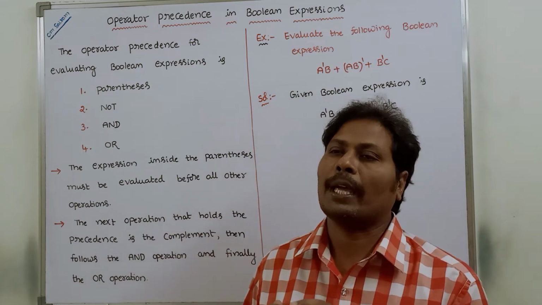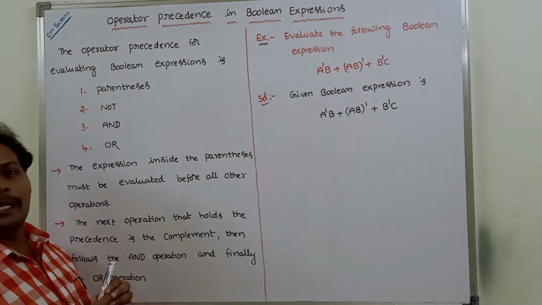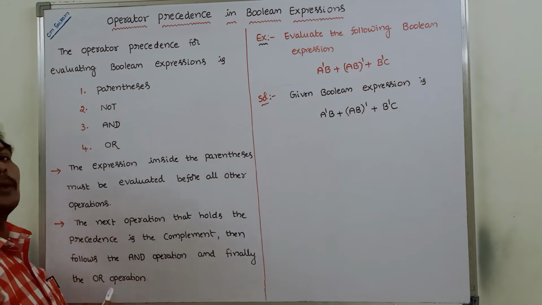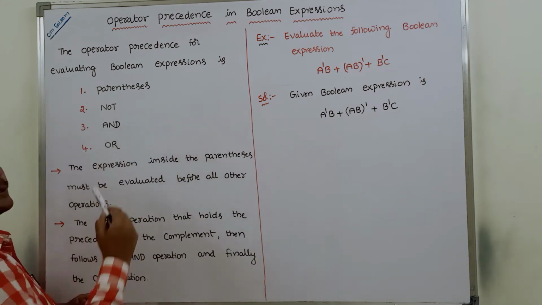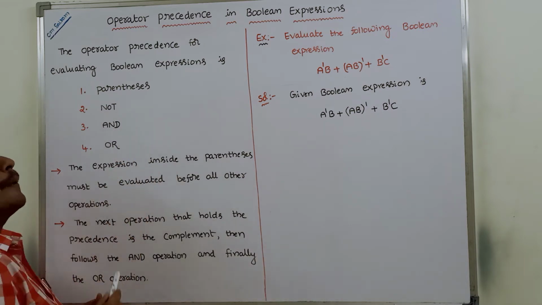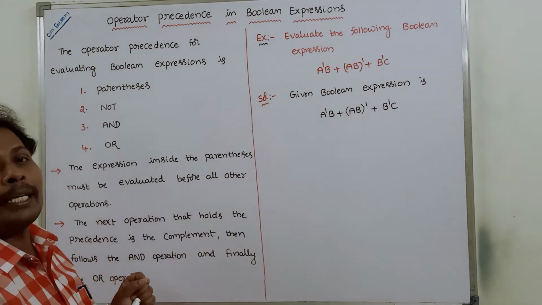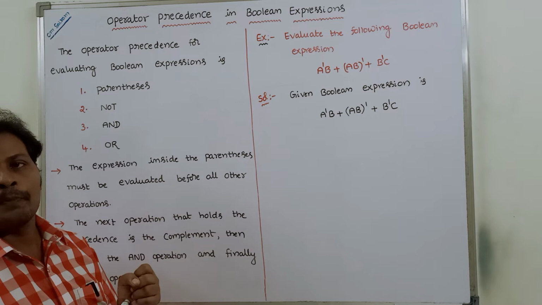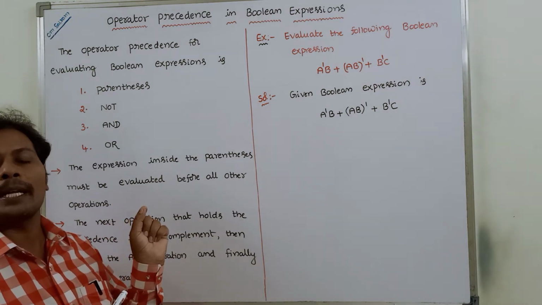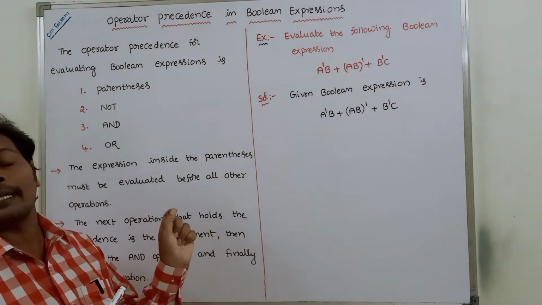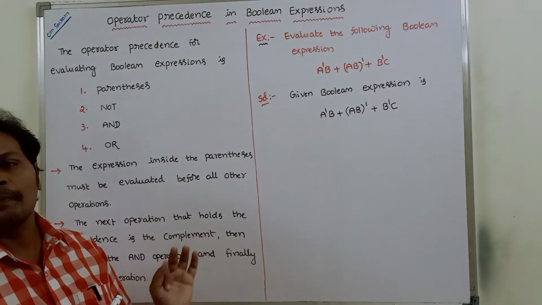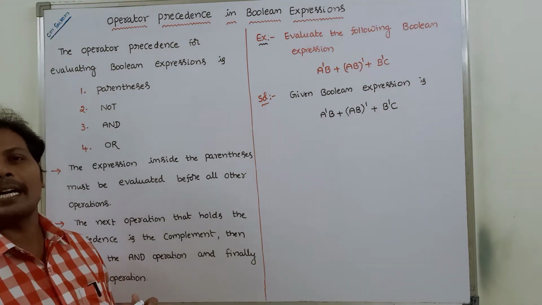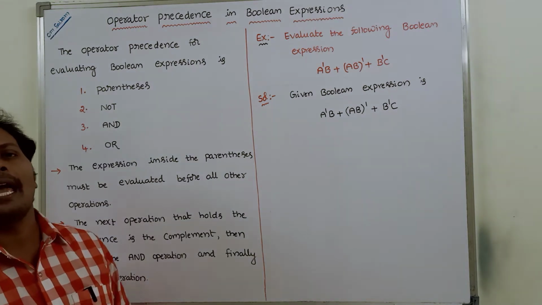While evaluating any Boolean expression, the first priority is given to parenthesis, the second priority to the NOT operator, the third priority to the AND operator, and the fourth priority to the OR operator. The expression within the parenthesis must be evaluated first. After that, any complement operation, that means any NOT operator, is evaluated second. After that, any AND operator is evaluated third. After that, any OR operation is evaluated fourth.